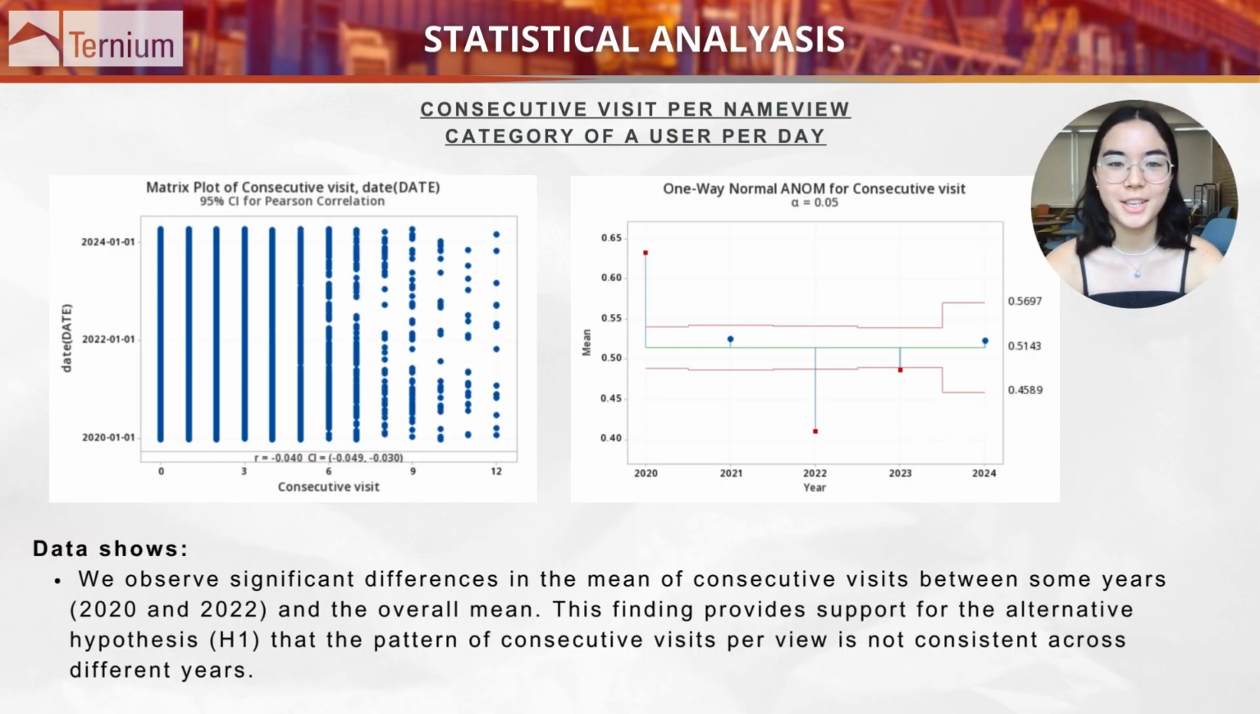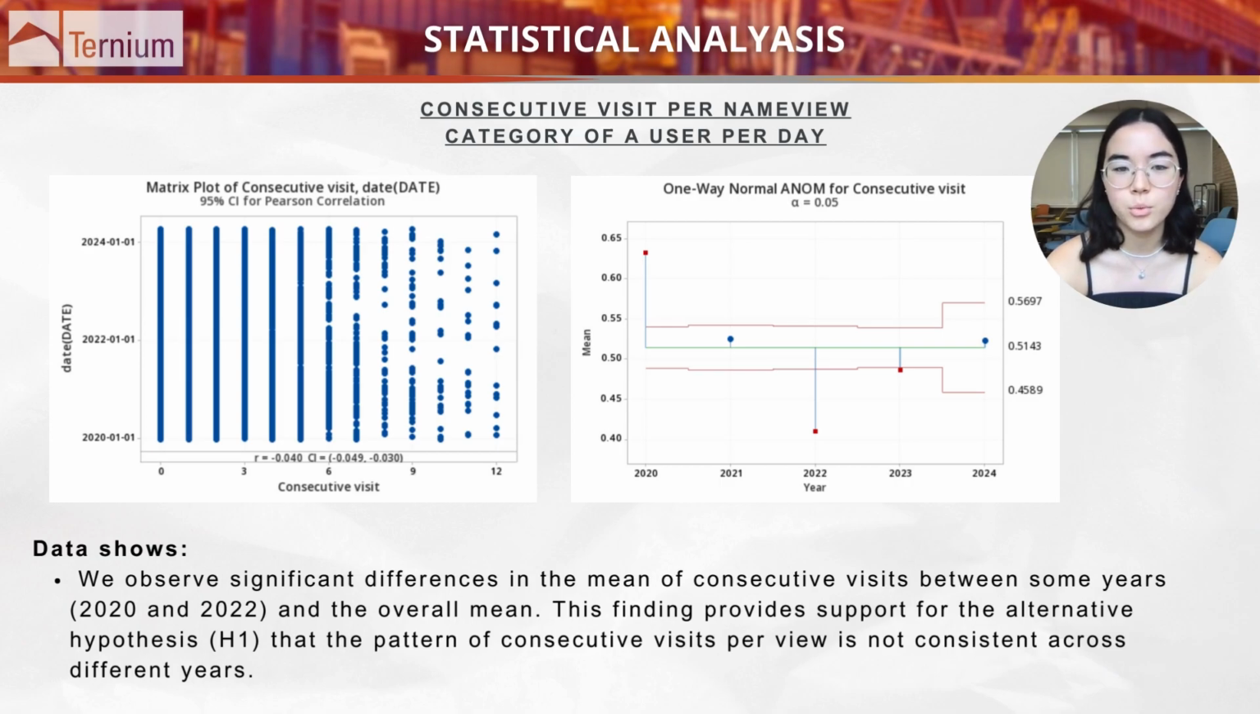For the metric of consecutive visits per name view category of a user per day, we did two tests: the matrix plot for consecutive visits and the one-way ANOM. Based on the matrix plot, given the very weak negative correlation and its proximity to zero, it suggests little to no practical change in the pattern of consecutive visits across the different years. And based on the ANOM graph, in the year 2020, the mean of consecutive visits is significantly higher than the overall mean, as indicated by the red dot above the upper decision limit.